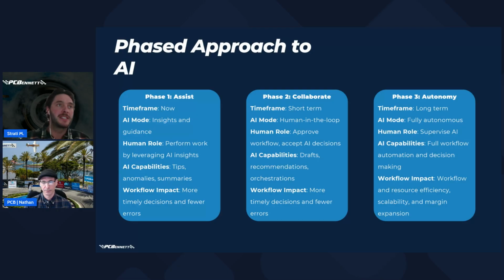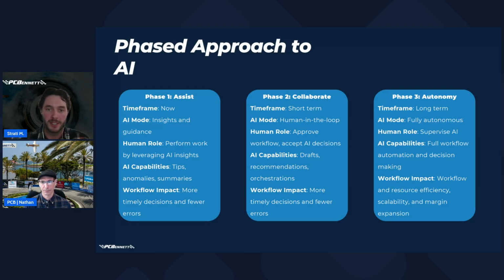As we move into the second phase, which is on a short-term time frame, it's more about collaborating with AI rather than simply getting assistance from it. So the AI is going to be able to draft workflows and copy, and give recommendations to fine tune or tweak processes. And then it's also going to be able to orchestrate the processes that it recommends. Here, humans are approving decisions and accepting AI suggestions to ensure that the computer's decision-making is aligned with your organization's goals and targets.